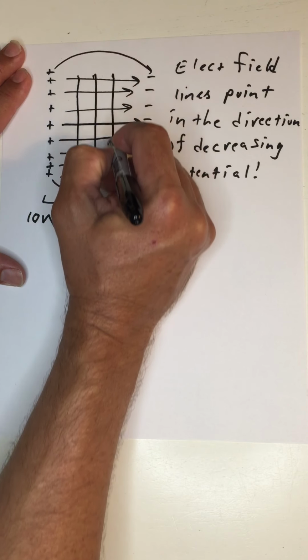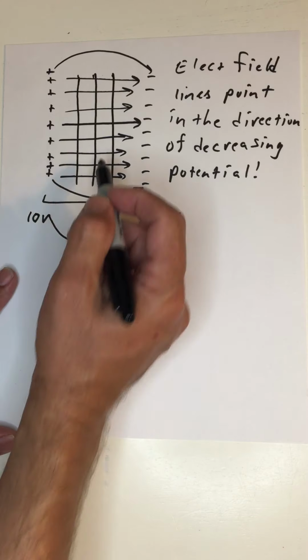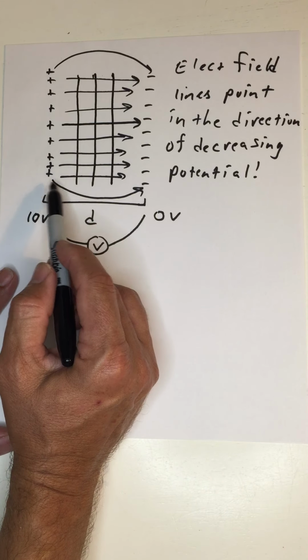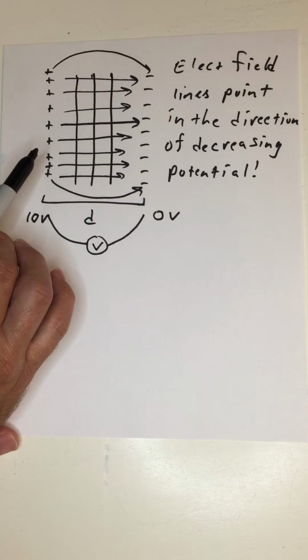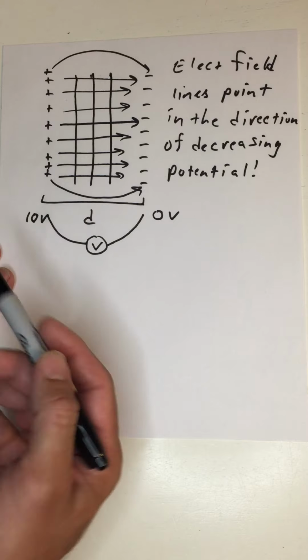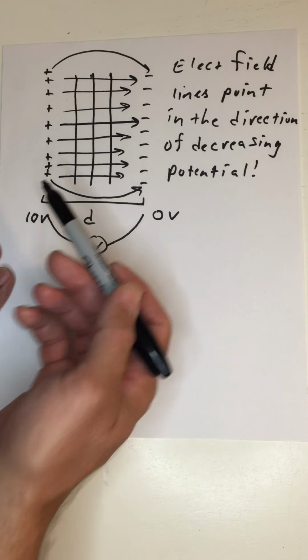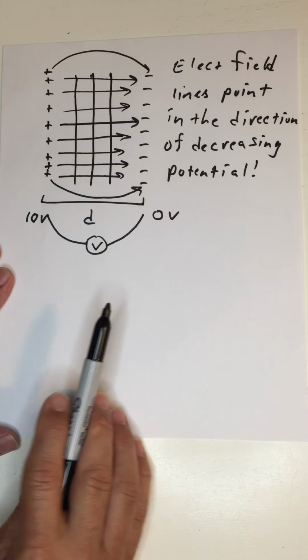Somewhat, because I'm choosing how many lines I draw in. But let me draw in these lines. And what's going on here is if I have a uniform field, if the field is truly uniform in magnitude and direction, I'm assuming it is, then the decrease in potential should also be uniform. In other words, I'm going down a straight hill here.